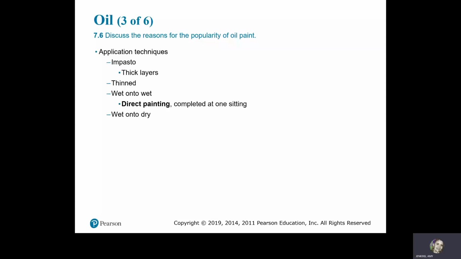There are application techniques to know. Impasto is thick layers. It can be thinned. It can be worked wet onto wet. Direct painting, it can be completed all in one sitting, and you can work wet into dry paint.